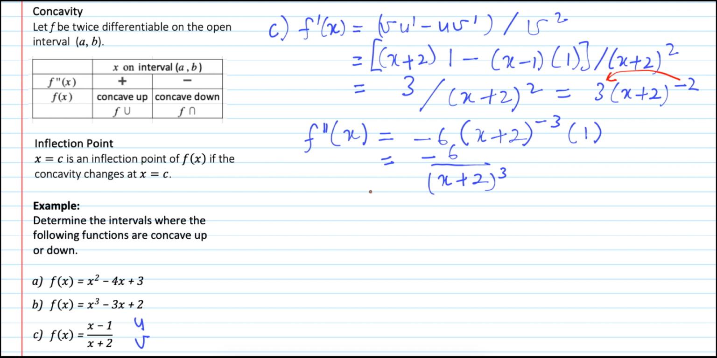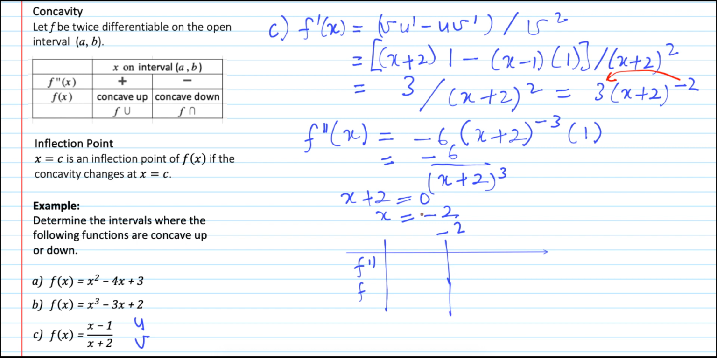From here, x plus 2 cannot be 0, or otherwise this second derivative is undefined. So x is equal to minus 2. Hence, now we draw the table. Only one value, minus 2, and then we have f double prime and f.